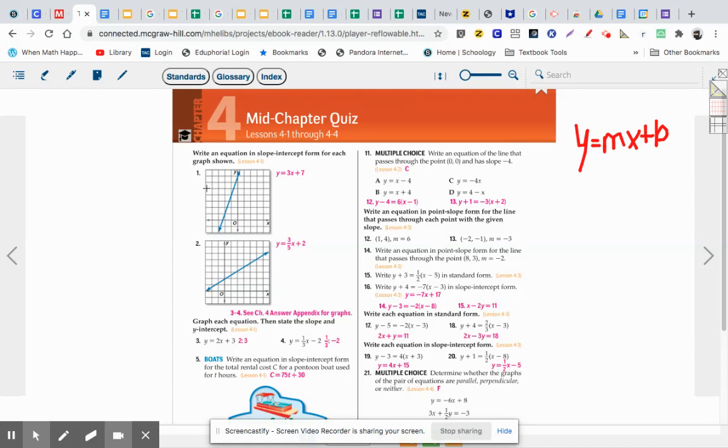If that is the case, I'm looking at this picture and asking myself, how can I write an equation in slope-intercept form? If I look at this line, there is a point right here located at (0, 7). That tells me that is the y-intercept. So just from looking at the graph, I know the y-intercept is 7.